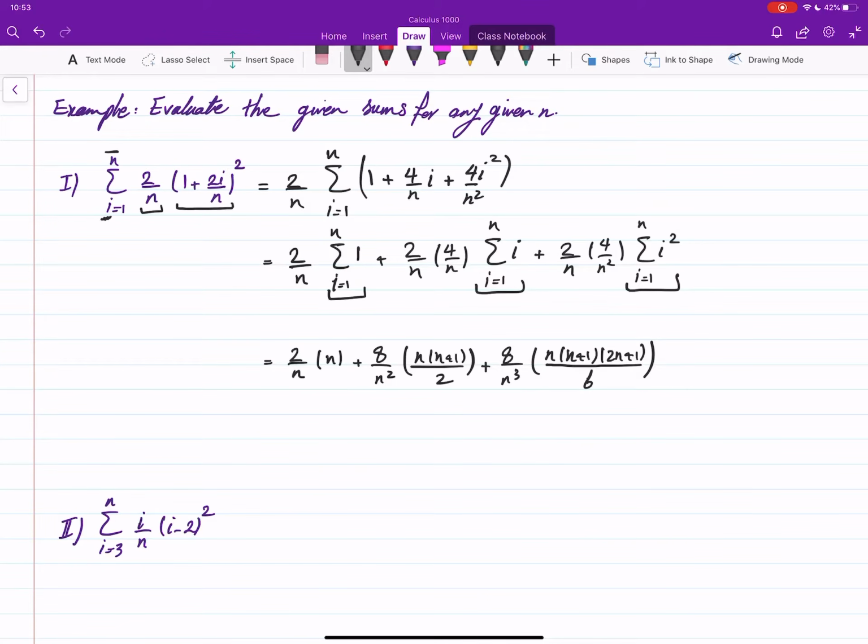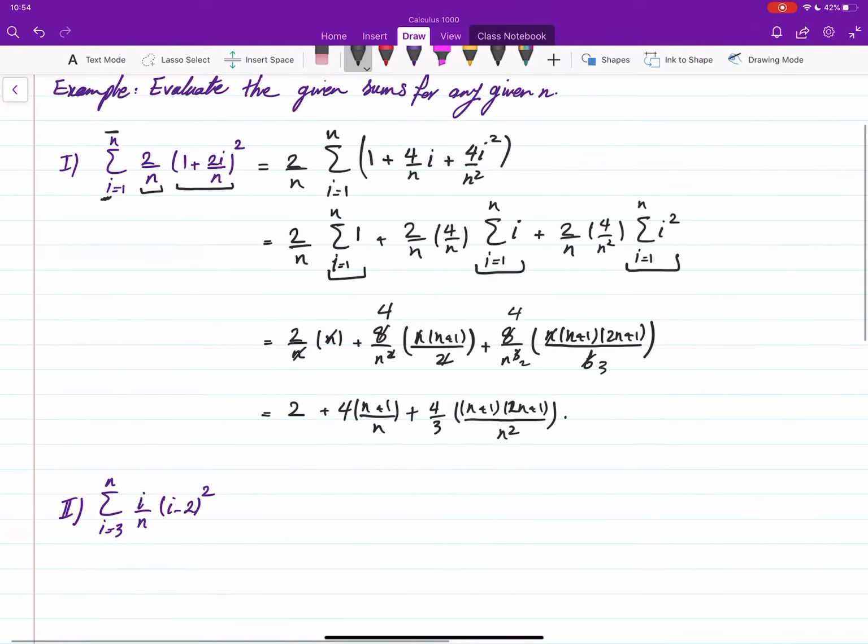Well, you can simplify these. For example, you see this cancels with that. You can write 2; one of these cancels with that. You get 4 here. This will be 4 times (n plus 1) over n. Like that. And one of these cancels with that, this and that. You get 4 over 3, so 4 over 3 times (n plus 1)(2n plus 1) over n squared. So that's what you can simplify more, but that's what I need at this stage.